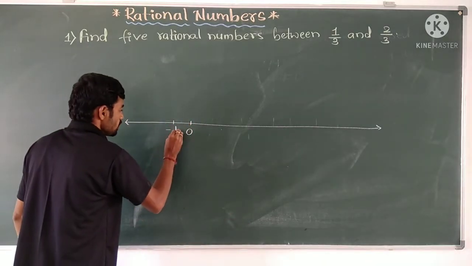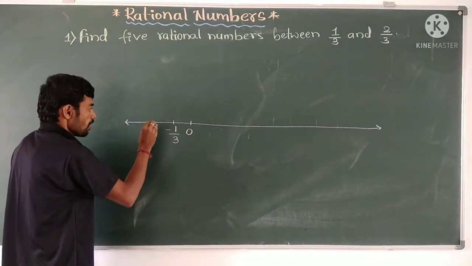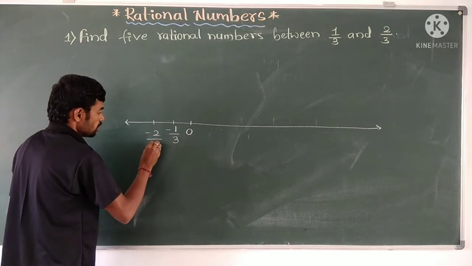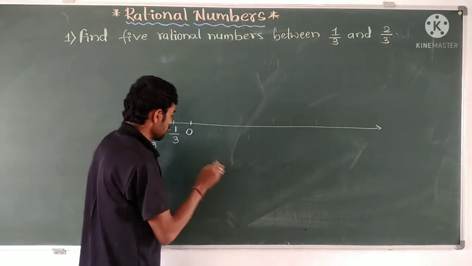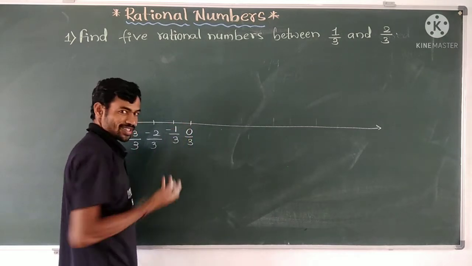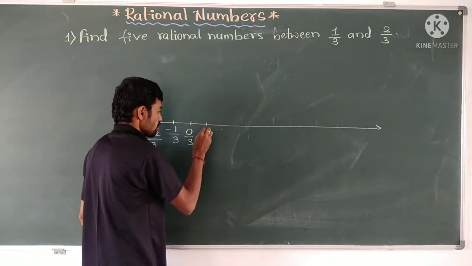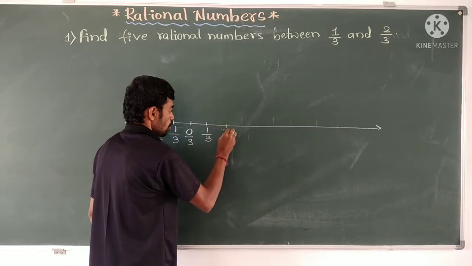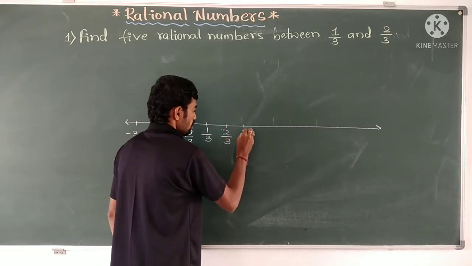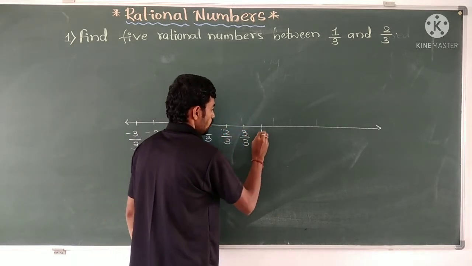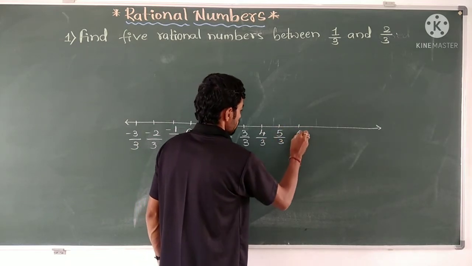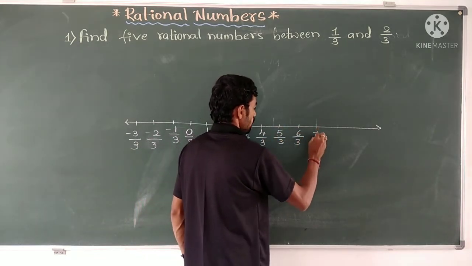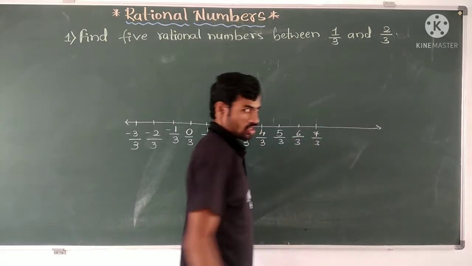So minus 1 by 3, minus 2 by 3, minus 3 by 3. Next, 0 to the right. 0 can be written as 0 by 3. Next, 1 by 3, 2 by 3, 3 by 3, 4 by 3, 5 by 3, 6 by 3, 7 by 3, and so on.